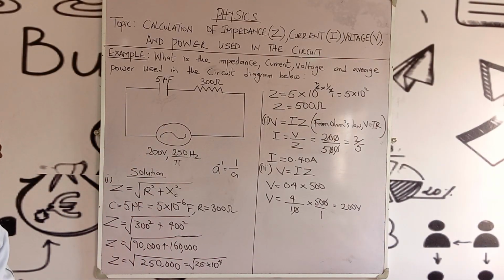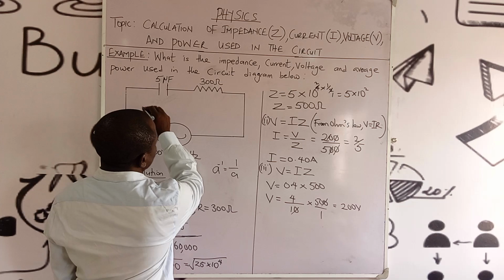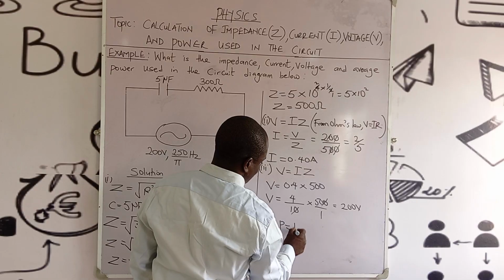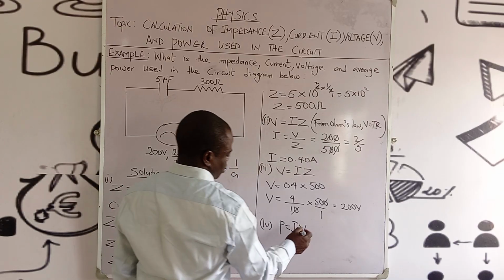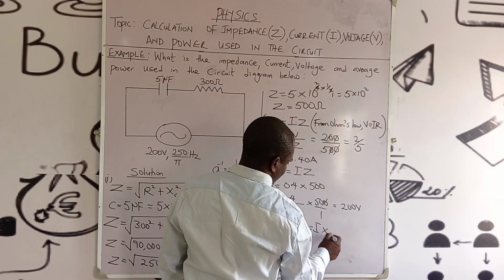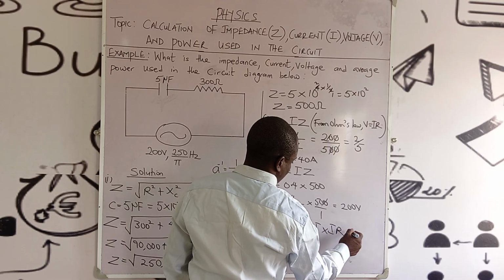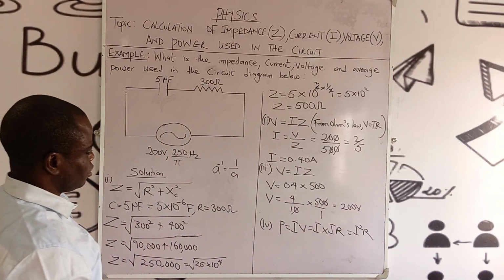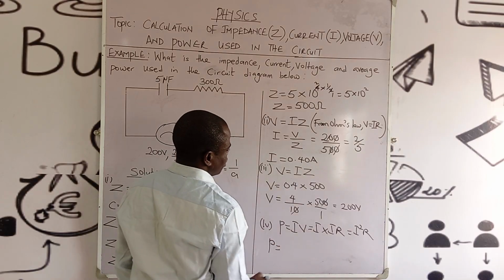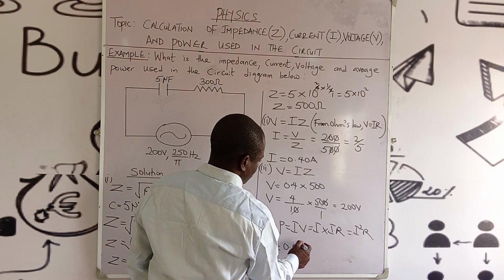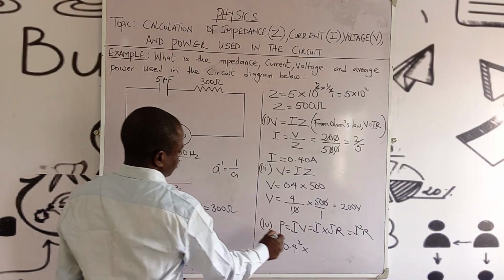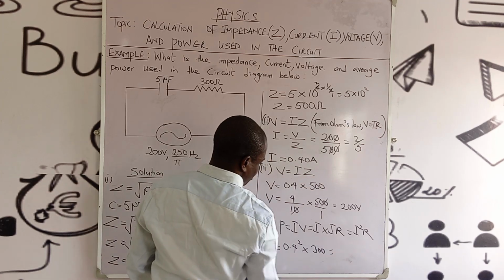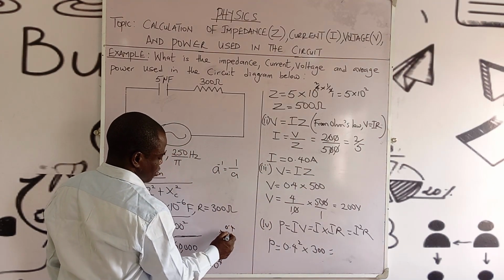That is the voltage. Now the average power used in the circuit. Power equals IV, which is equal to I times IR, equals I squared R. Okay, and the power now equals, what is the current? 0.4 squared times the resistance value, which is 300. Now, when you multiply that, you have 0.4 times 0.4.